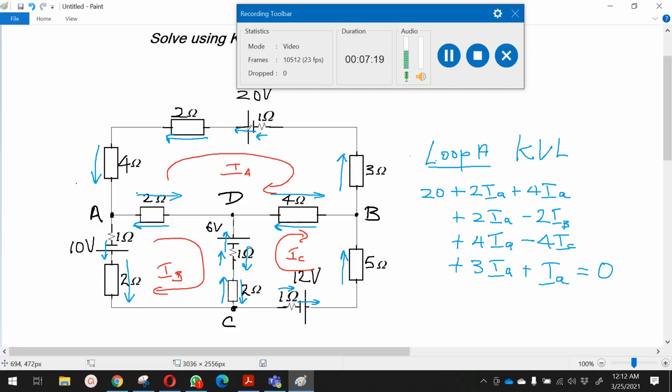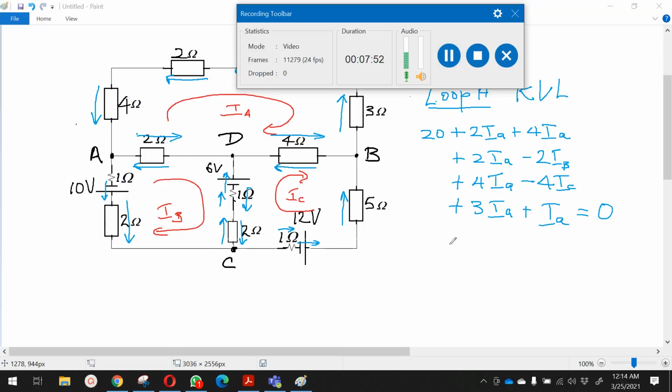Starting from the 20, 1, 2, 3, 4, 5, 6, 7, 8, 9 voltages. So that's correct. Now I wrote it this way because I want it to fit on the screen. You can write it any way convenient, just make sure you have your signs correct. So now I'll gather up all the IAs, IBs, and ICs and see what I get.